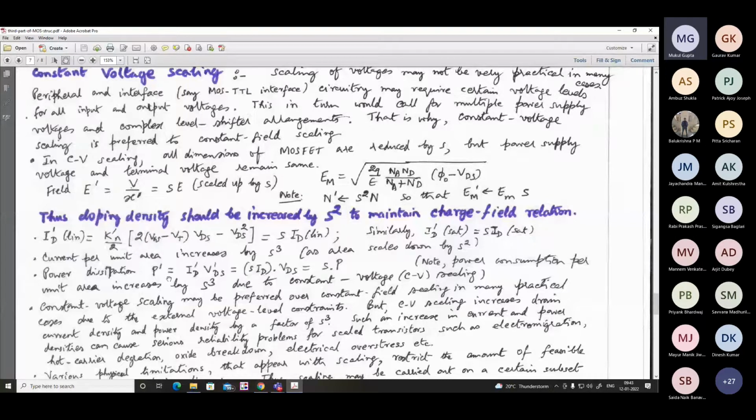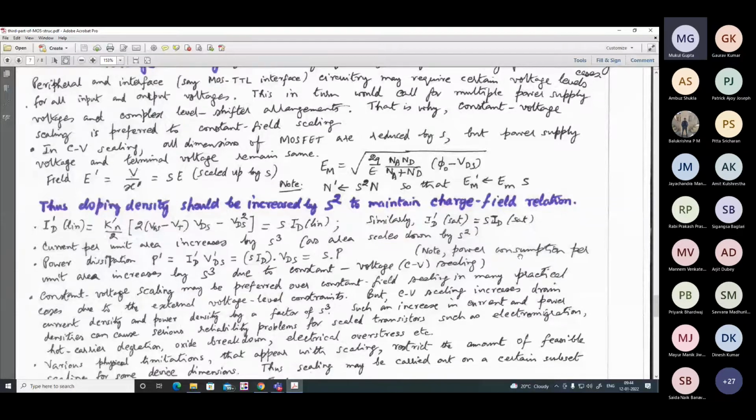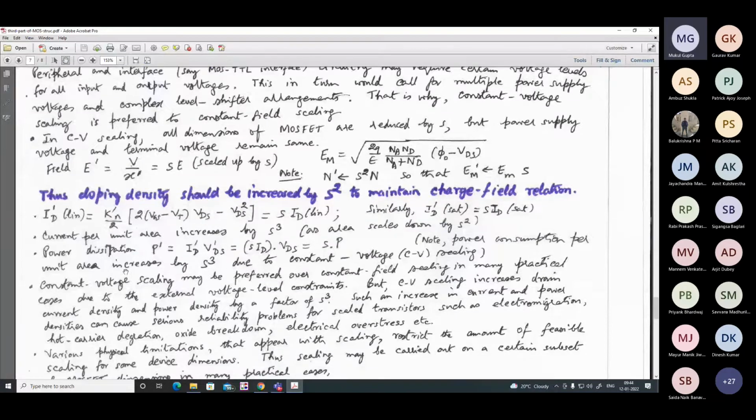Earlier, for constant field scaling, we saw that power, in fact, decreased by a factor of S square, although power density remained the same. But here we see that power increases by a factor of S, whereas power density increases by a factor of S to the power 3. So if you resort to constant voltage scaling, the power is increasing, and if the power increases, the heating will increase, so that is not desired. Note that the power consumption per unit area increases by S to the power 3 due to constant voltage scaling. Now constant voltage scaling may be preferred over constant field scaling due to practical reasons.